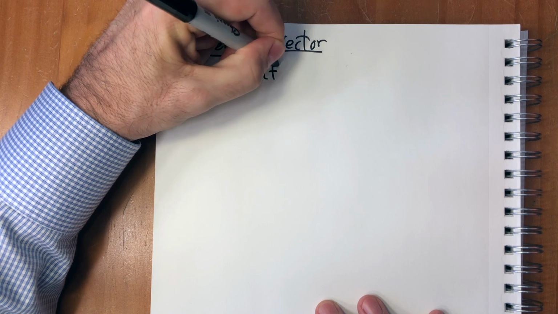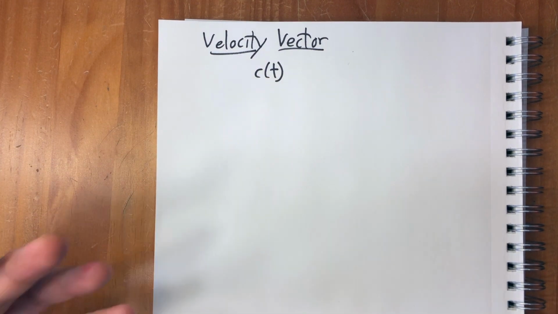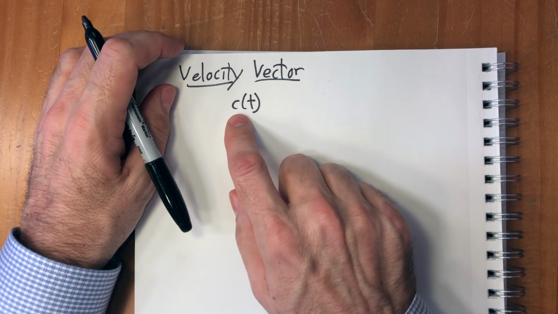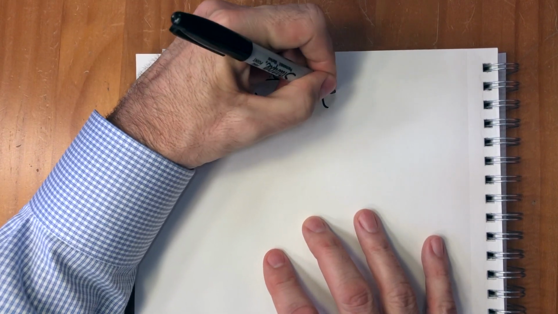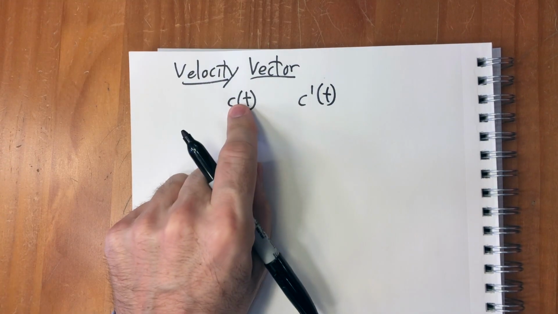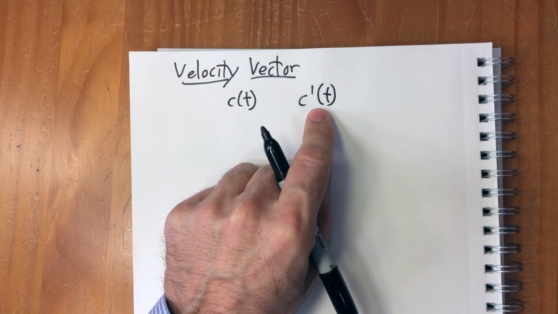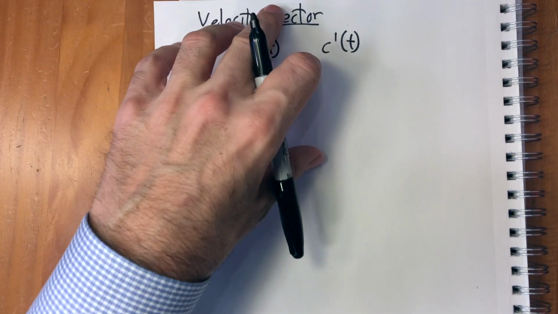If c(t) is the position function, the path of the particle at time t, then it's reasonable to imagine that the velocity vector of that particle at time t would be the derivative, right? That's how it was in one-dimensional calculus. That's what we've been talking about: if this is the position, then the derivative is the velocity. And that is indeed how we define the velocity vector.